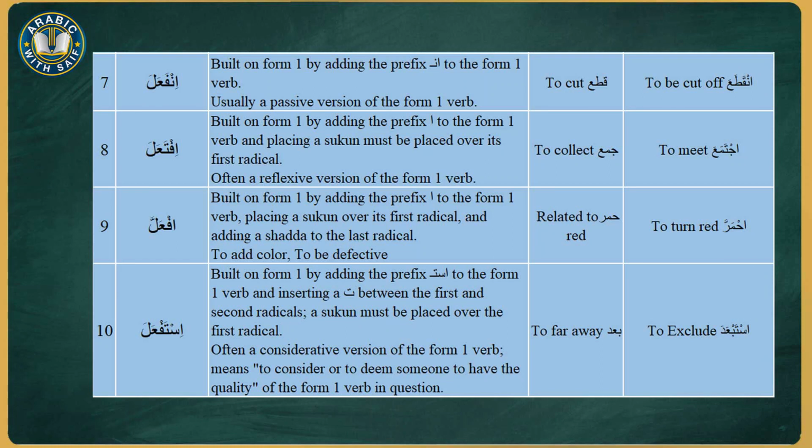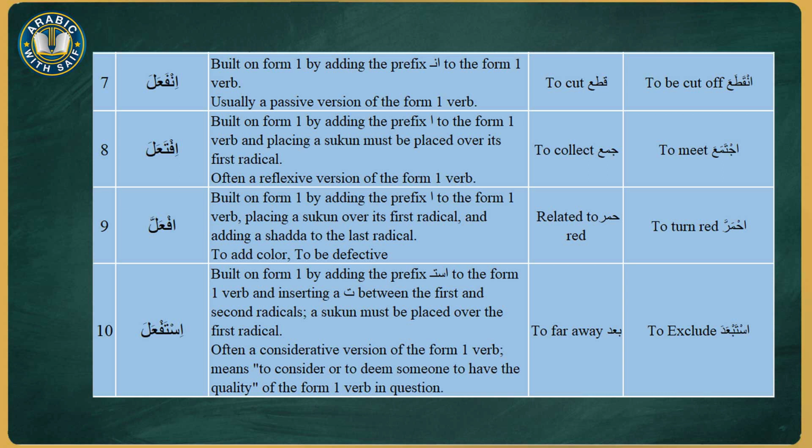The form number 7, انفعل, built on form 1 by adding the prefix in to the form 1 verb, usually a passive version of the form 1 verb. For example, the root قطع means to cut. On the measure of form انفعل, انقطع means to be cut off.